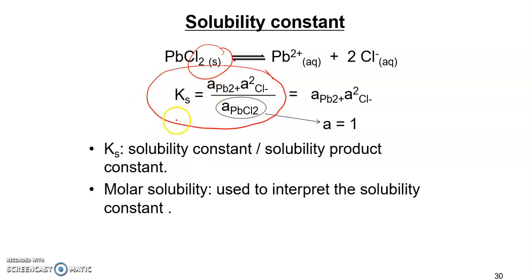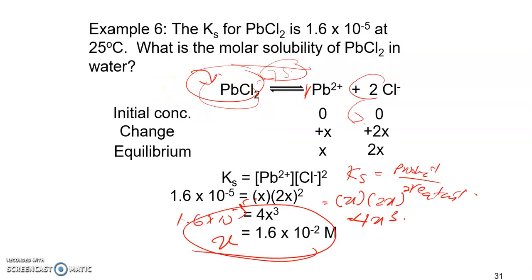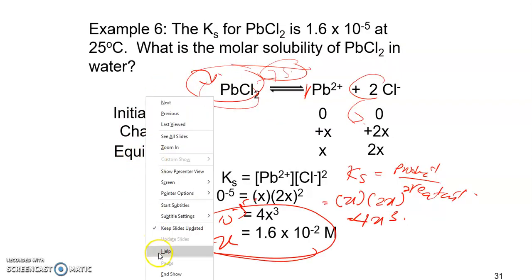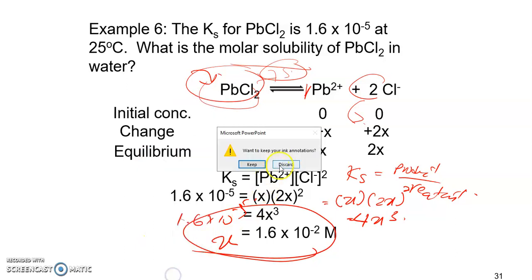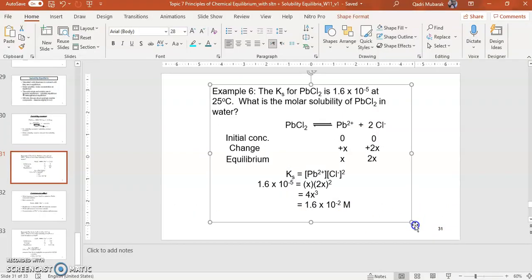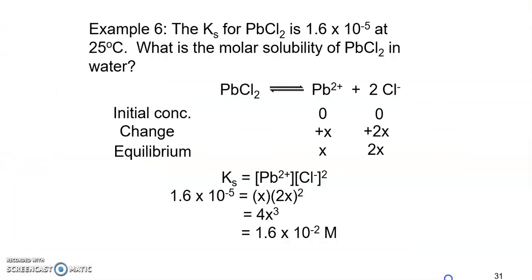So here is how we determine this constant, the Ks, for our reaction or our system. Here is an example of our system. The question asks us the Ks, the molar solubility of PbCl2, or lead chloride, in water.